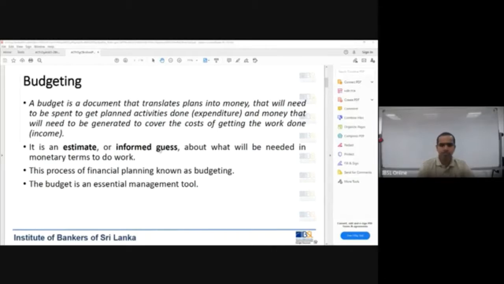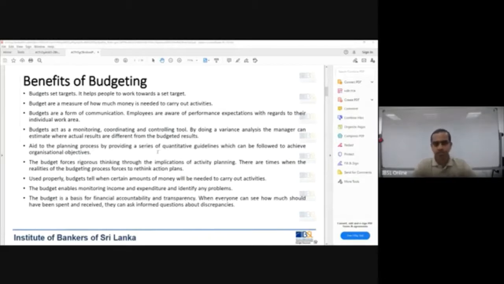Budget is an essential management tool. The benefits of budgeting, it sets targets, right? You know what you need to achieve. Budgets are a measure of how much money is needed to carry out activities. So you can allocate resources accordingly. Budgets are a form of communication, right? You can communicate to your staff. You can tell them what is expected of them. Budgets act as the monitoring, coordinating, and control tool. Right? You can exercise lots of control using budgets.